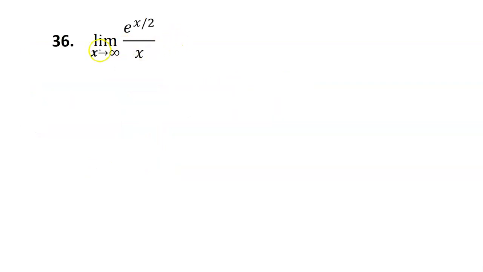Number 36. As x approaches infinity, the numerator is approaching infinity. And of course, the denominator is also approaching infinity. You must show this exactly like I did before you can use L'Hopital's rule. So now we know that the limit will not change as we take the derivative of the numerator and the denominator.